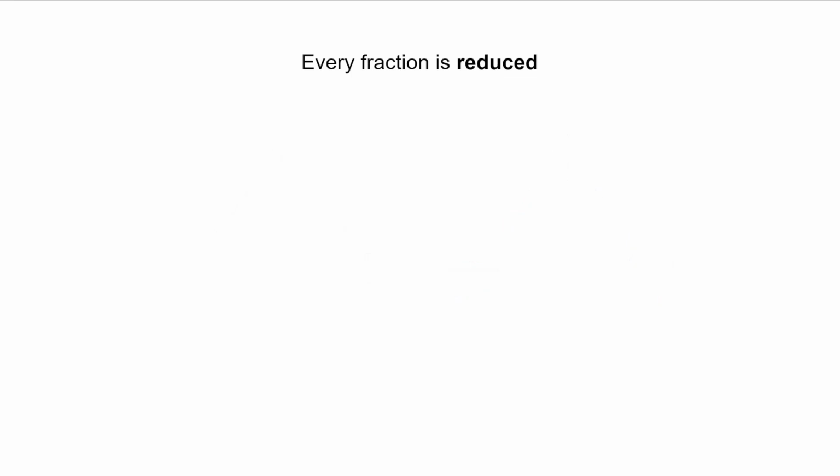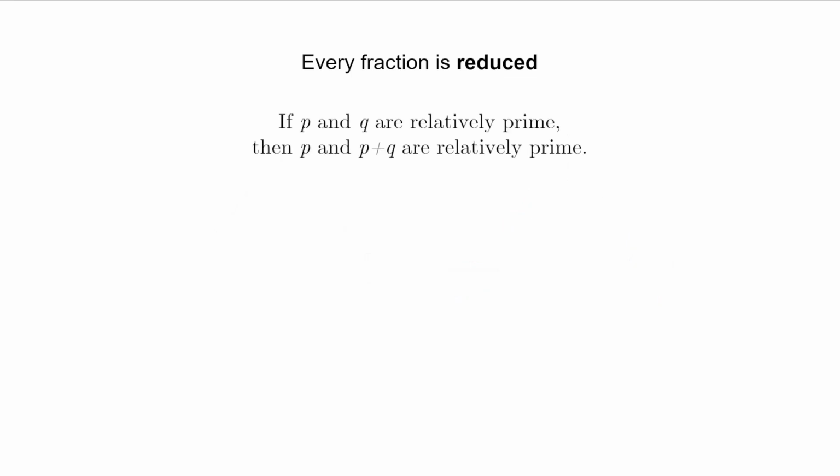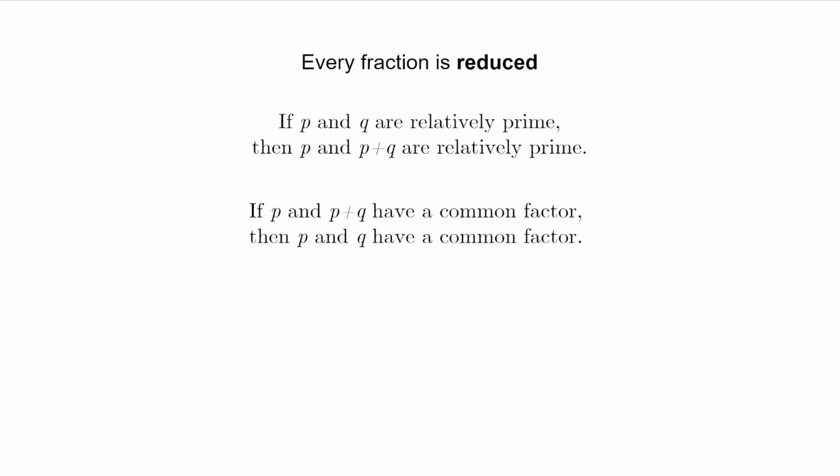Formally, we will prove that if p and q are relatively prime, then p is relatively prime to p plus q. Equivalently, if p and p plus q have a common factor, then so do p and q. This version of the statement is easy to prove. If n is a common factor of p and p plus q, then it divides their difference, which is q. Swapping p's and q's, we have a proof for right children.